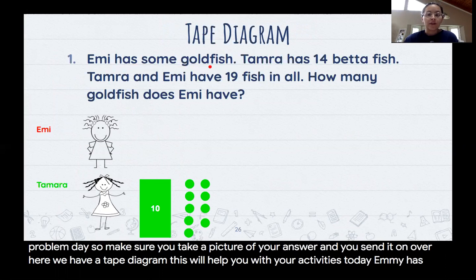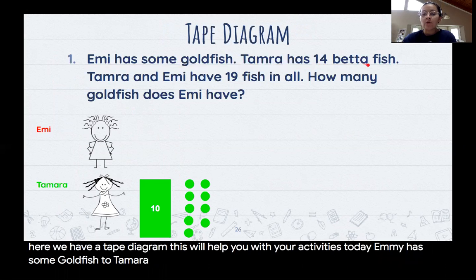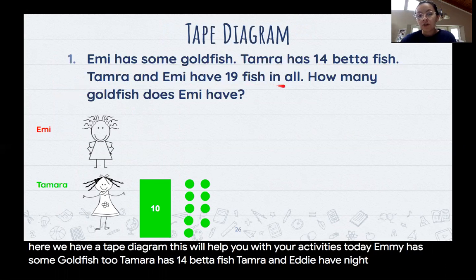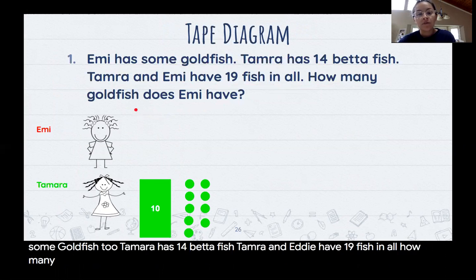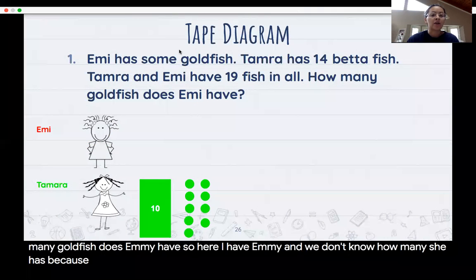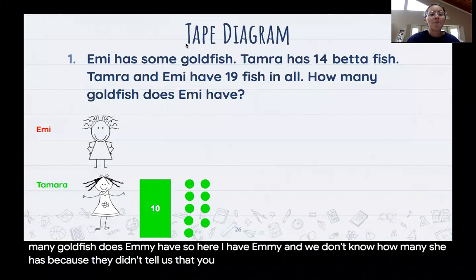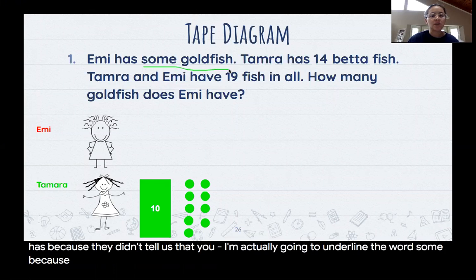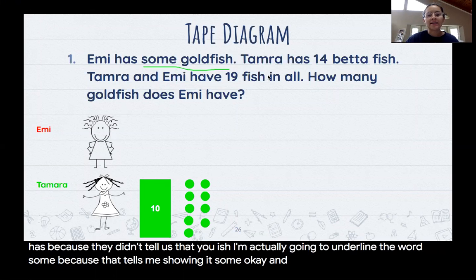Emmy has some goldfish. Tamara has 14 betta fish. Tamara and Emmy have 19 fish in all. How many goldfish does Emmy have? So here I have Emmy, and we don't know how many she has because they didn't tell us. They just said she had some goldfish. I'm actually going to underline the word some because that tells me she only had some. Okay. And then it says Tamara has 14 betta fish.